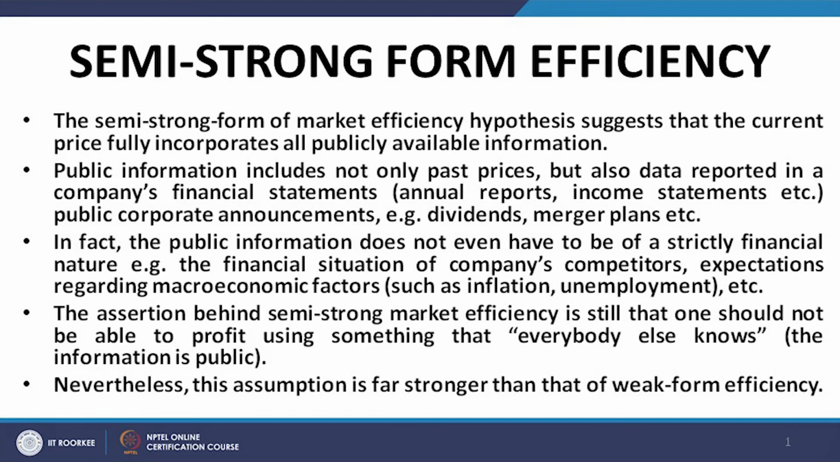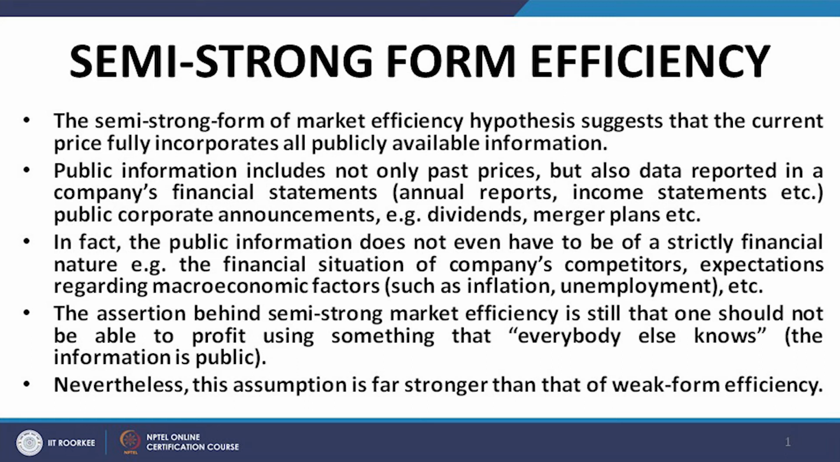After taking into account transaction costs of analyzing and of trading securities, it is very difficult to make money on publicly available information such as the past sequence of stock prices. The semi-strong form efficiency. The semi-strong form of market efficiency hypothesis suggests that the current price fully incorporates all publicly available information. Please note the difference. Here lies the difference between the weak form and the semi-strong form.